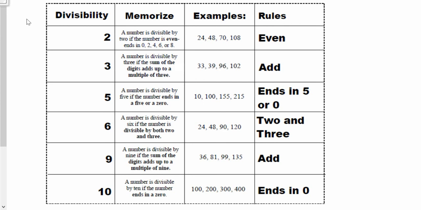Guys, today we did divisibility. Basically, divisibility is can you divide a number by another number without a remainder. So for any number to be divisible by 2, it has to be even.